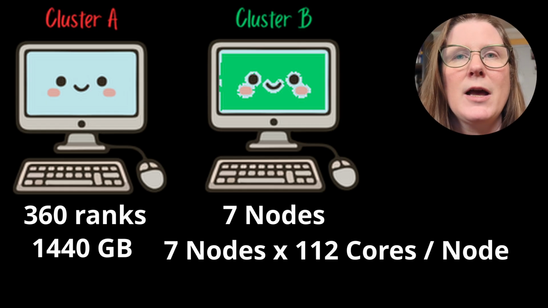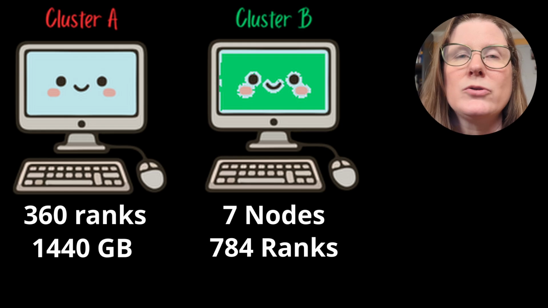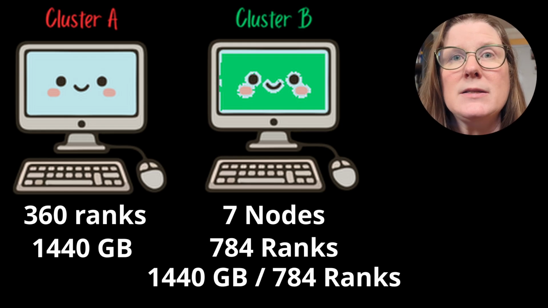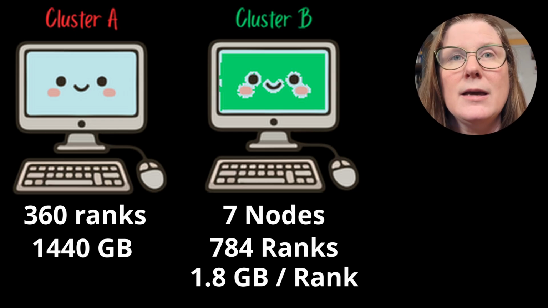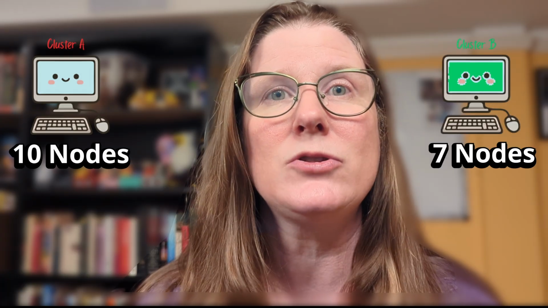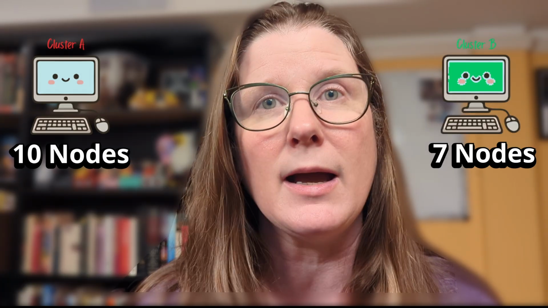7 nodes times 112 cores per node equals 784 cores or 784 ranks. 1,440 gigabytes divided by 784 ranks equals 1.8 gigabytes per rank. That's under the 2 gigabytes per core available on Cluster B. You're safe. So this job that runs on 10 Cluster A nodes needs at least 7 nodes to run on Cluster B. And what about runtime?